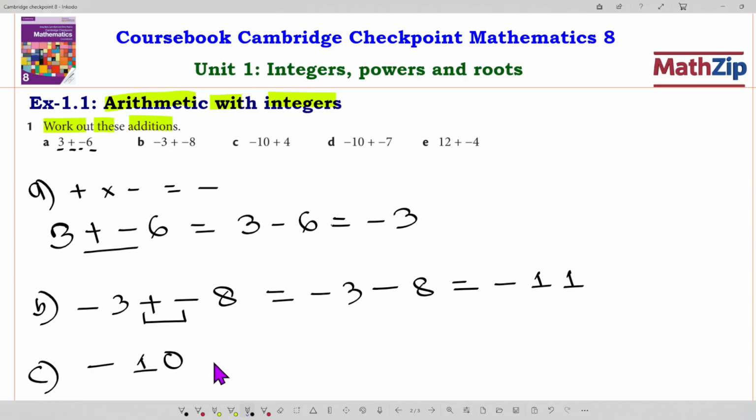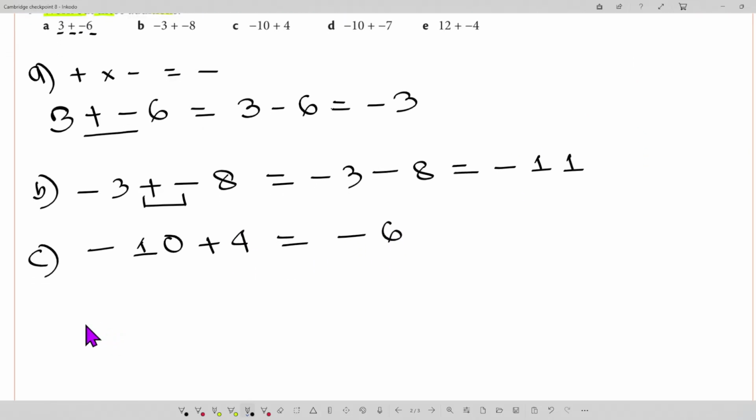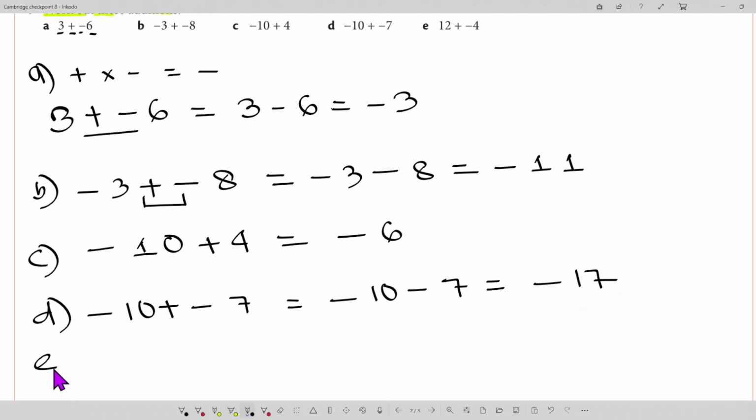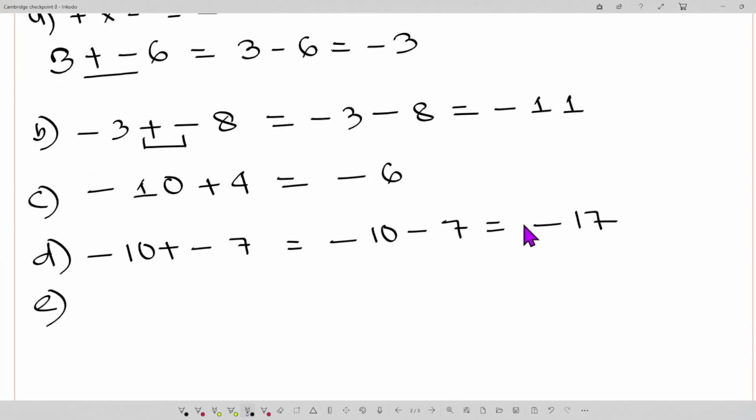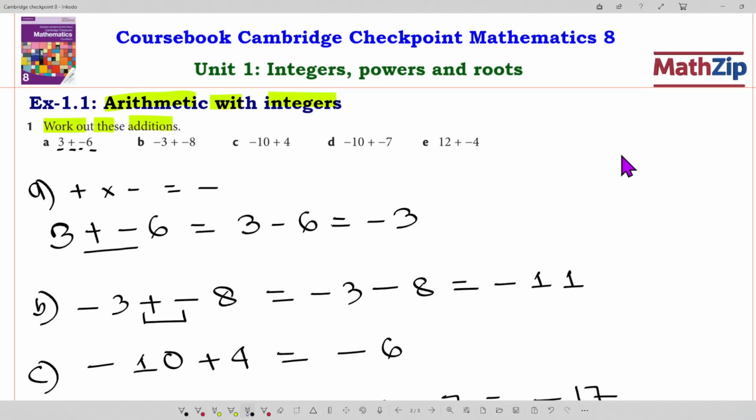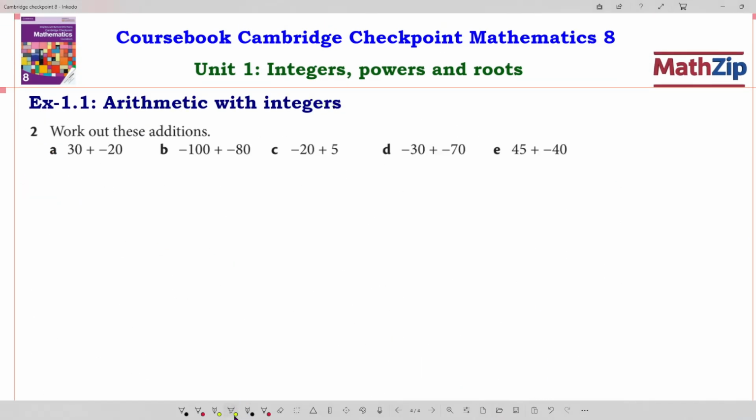Number C. Minus 10 plus 4. Very simple, minus 6. Number D. Minus 10 plus minus 7. So minus 10, plus and minus will be minus 7. Finally minus 17. Number E. 12 plus minus 4. So very simple, here is 12, plus and minus will be minus 4, and finally it will be 8. Question 1 done.